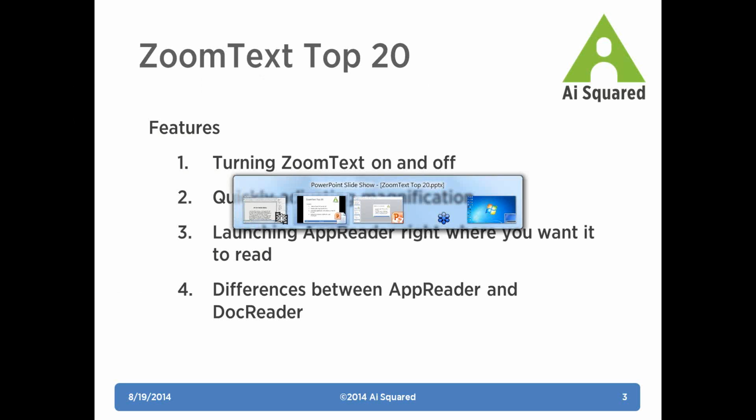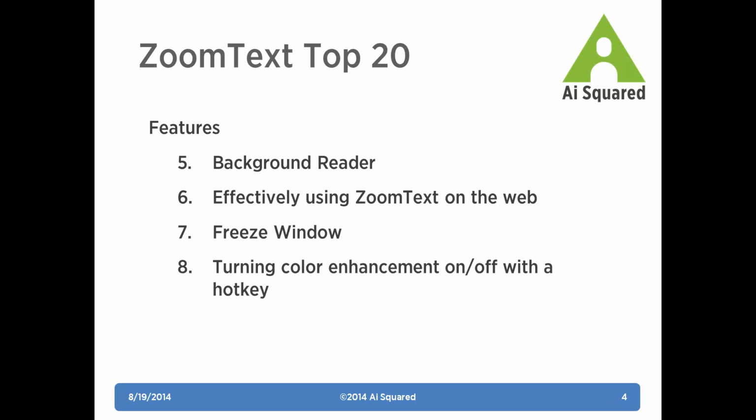The last one here, number 8, is turning color enhancements on and off just using a hotkey. This is great when students or you are looking at images. They don't always look very good with the color enhancement on. People kind of tend to look like aliens a little bit. So knowing how to turn that on and off really quickly is a helpful tip.